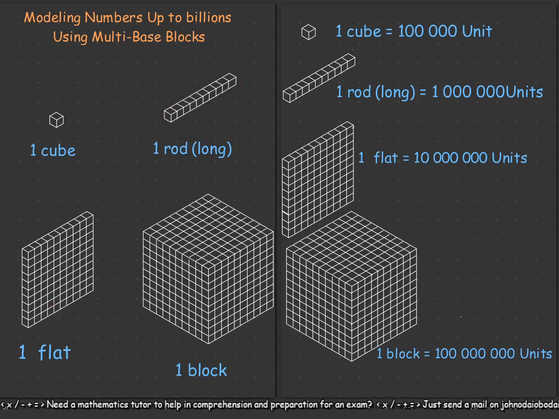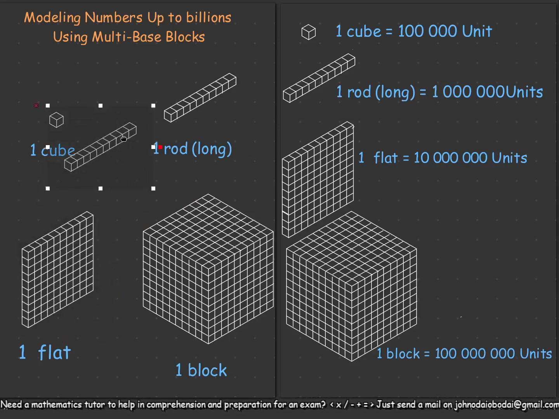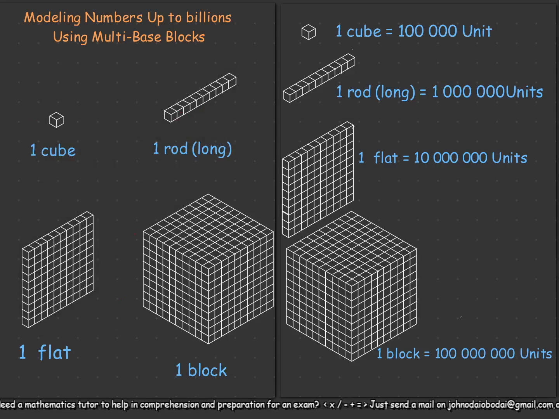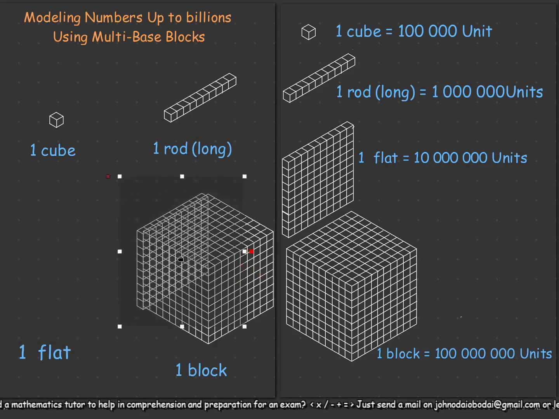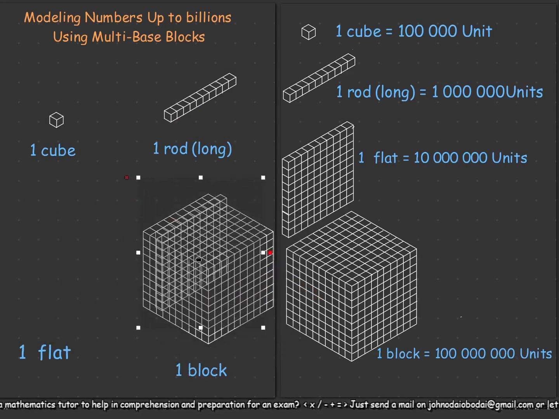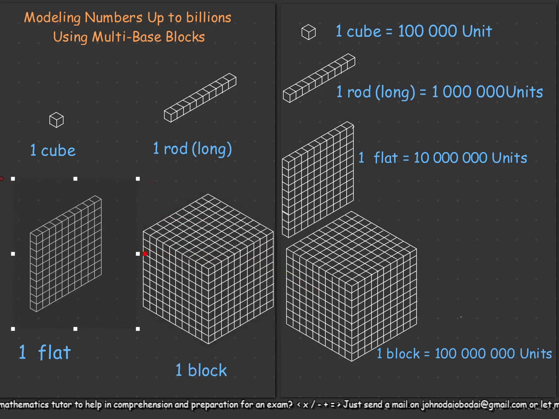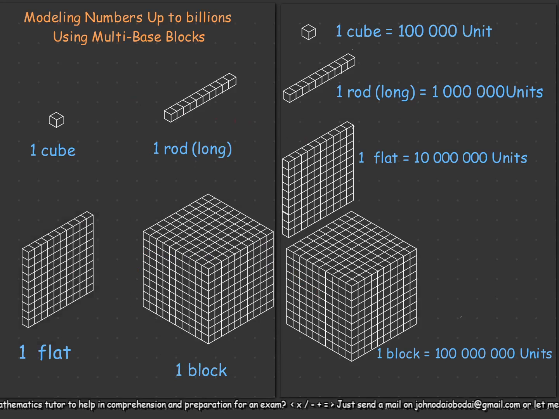Then we come to the flat. The same way, if you pick 10 of your rods, you are supposed to get one flat. So it flows in that order. Now I do believe you'll be able to guess what gives us a block. If you take 10 of these flats and fix them together, we are going to get one block.